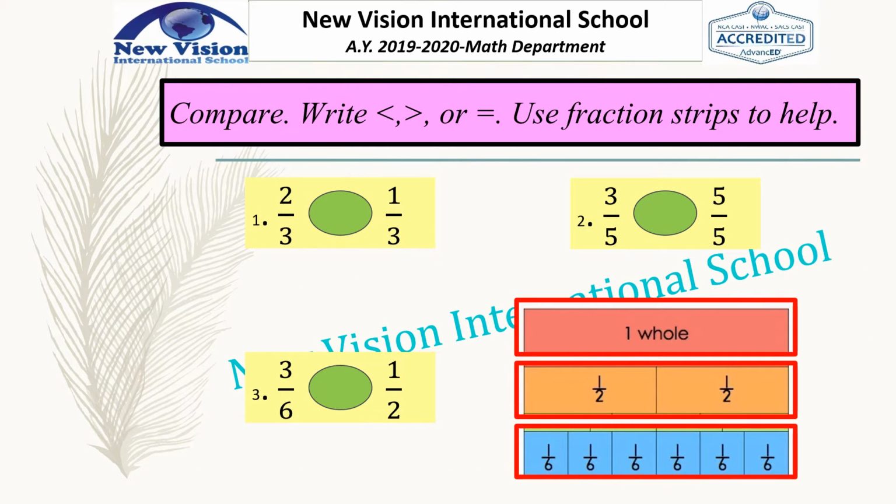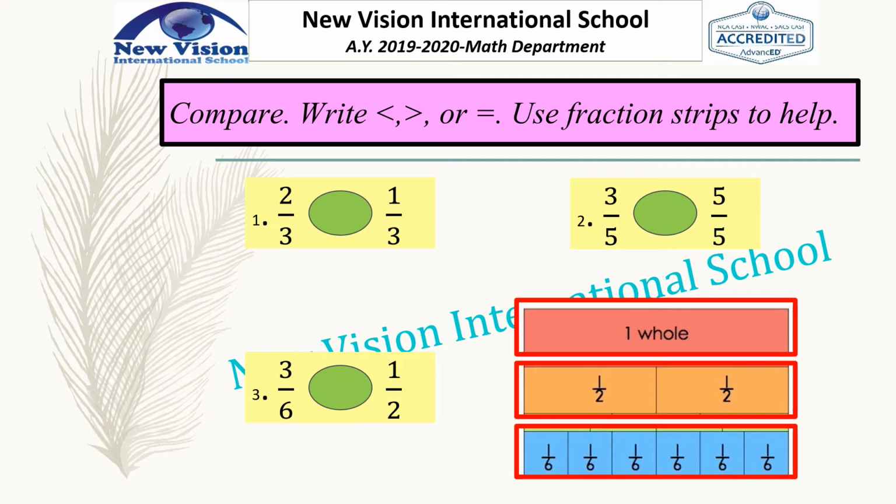Let's start with compare. Write greater than, less than, or equal to symbols. Use fraction strips to help. Number 1, 2/3 blank 1/3. What symbol will you use? Less than, greater than, or equal to?